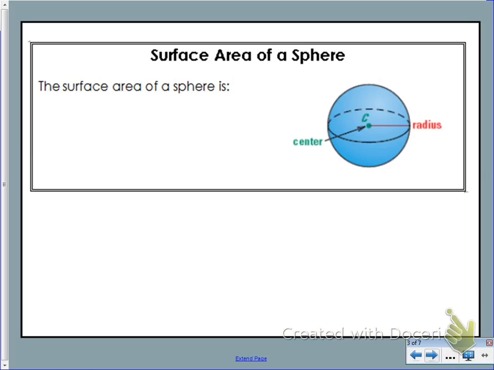In order to find the surface area of a sphere, keep in mind a sphere is just a ball-shaped three-dimensional object where the center point is equidistant from any point on the surface of the sphere. So if we want to calculate the surface area, we're going to use: surface area is equal to 4 pi r squared, where r is the radius of the sphere.